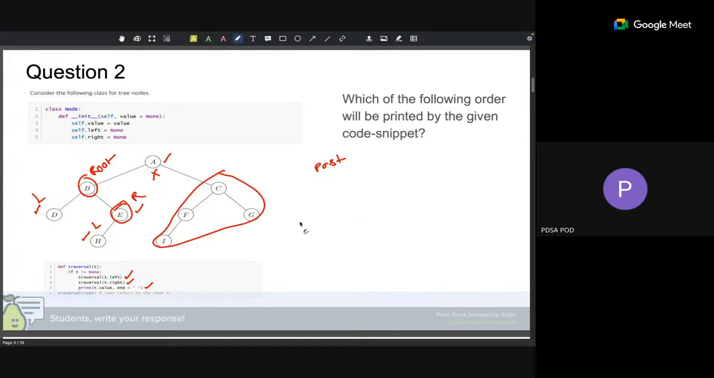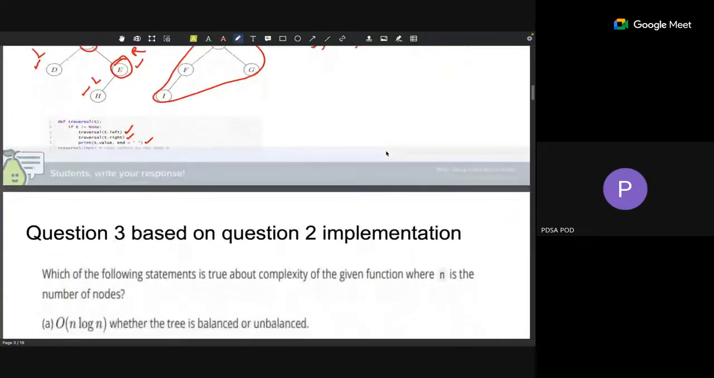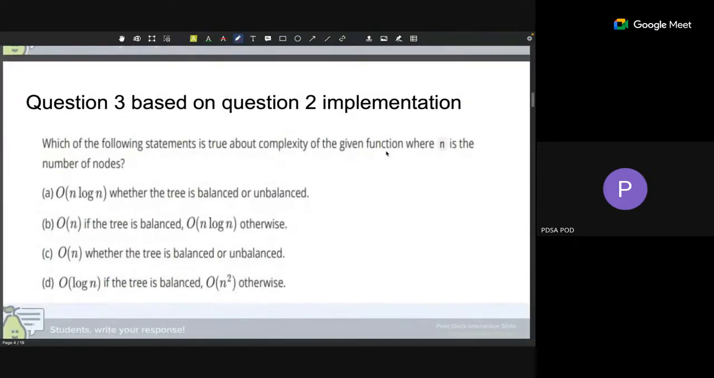If you consider this, first D is printed. Then H, then E is printed, then B. But A is not printed. C is not printed. F is not printed. I is printed then. Then F, because there is no right, root is printed. Then G is printed, C is not printed yet. Then C, then A. That is post order. So that's a post order traversal.